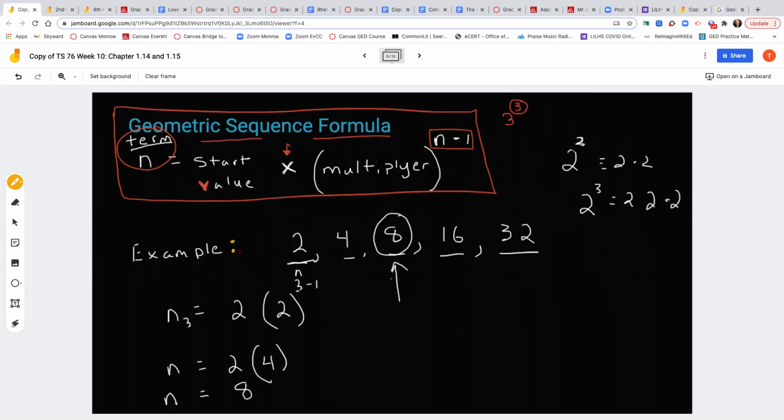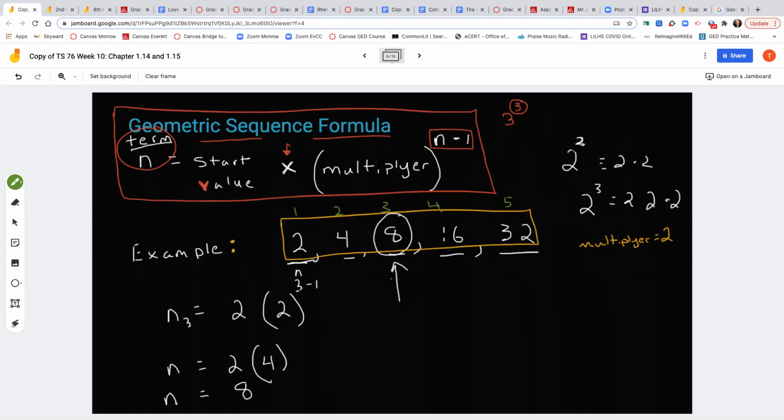In my example, I've got a sequence of numbers: 2, 4, 8, 16, 32. I'm going to think this through. 2 times 2 is 4. 4 times 2 is 8. 8 times 2 is 16. My multiplier is 2. That's the thing I'm multiplying each previous term by. If I was labeling my terms, this is term 1, 2, 3, 4, and 5, the fifth term.